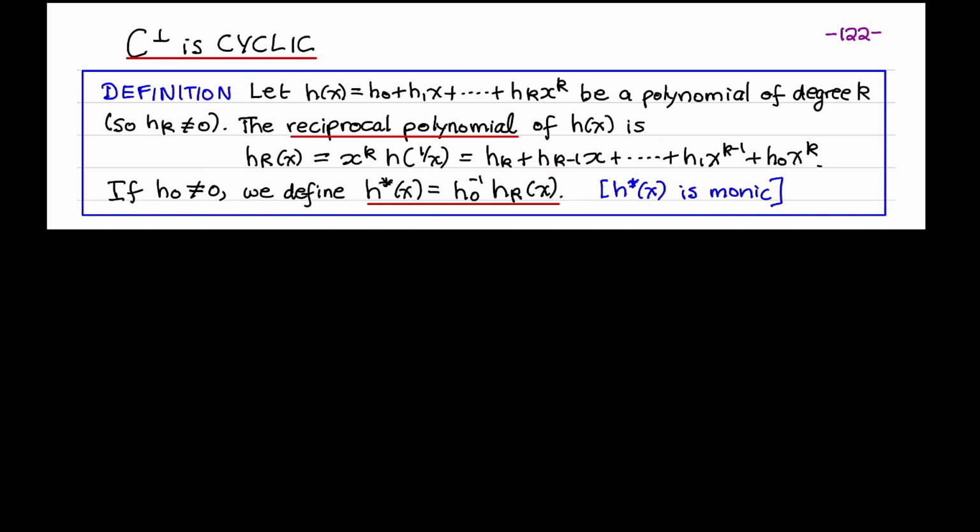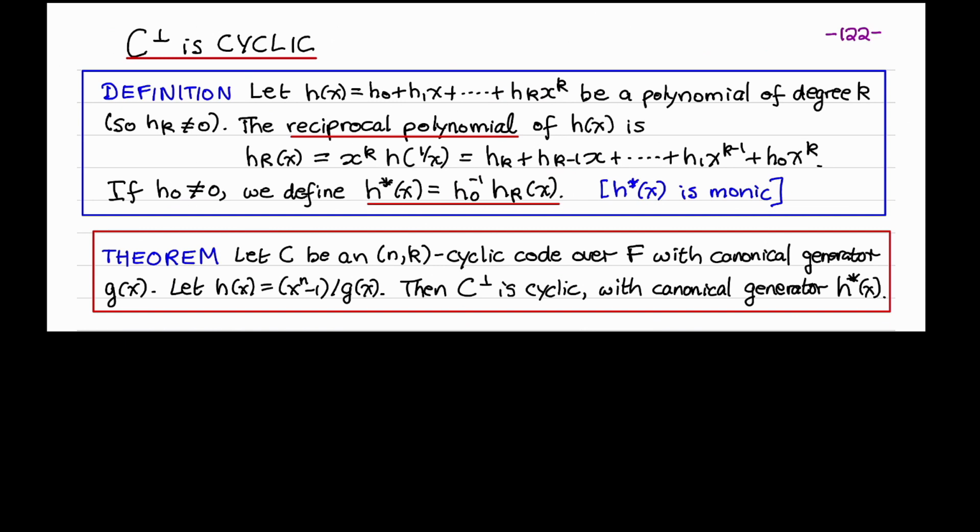If h_0 is non-zero, we define the polynomial h star of x to be h_0 inverse times the reciprocal of h. When you compute this product, h_0 inverse cancels with the h_0 here. And so h star is a monic polynomial of degree k. Informally, h star is the polynomial you obtain by reversing the coefficients of h and then making it monic. By making it monic, I mean multiplying the polynomial by the inverse of its leading coefficient.